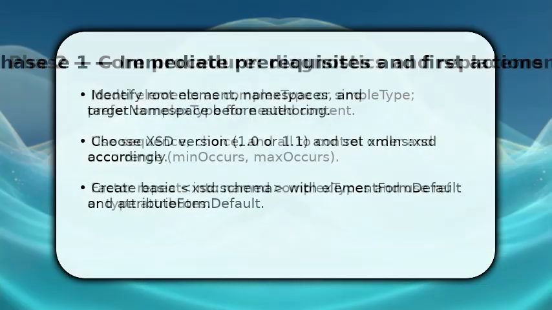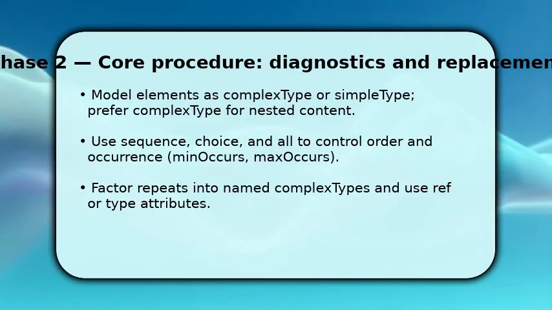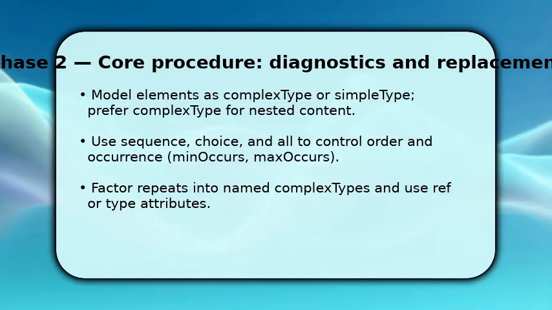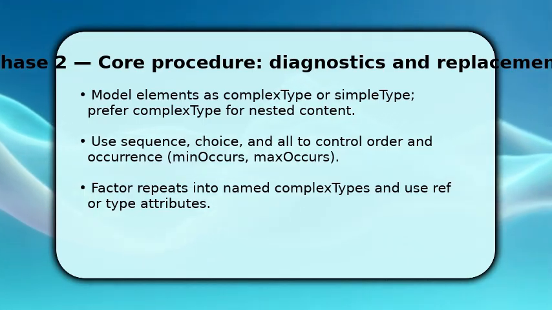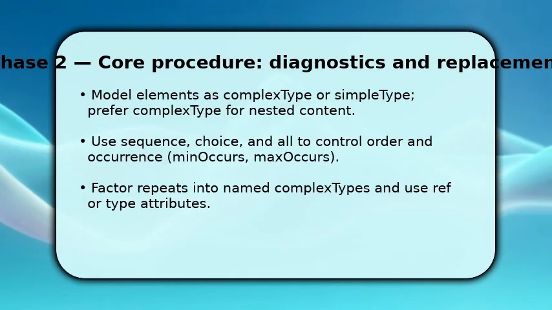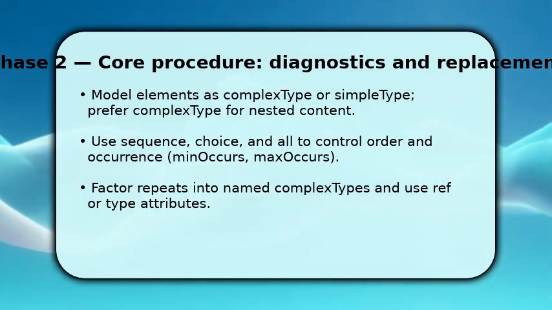Now you design the middle structure. Define complex type units and reuse them. Create named complex types for repeated groups, then reference them with type or ref to avoid duplication. Use xsd:sequence for ordered children, xsd:choice when options exist, and minOccurs / maxOccurs to express cardinality.